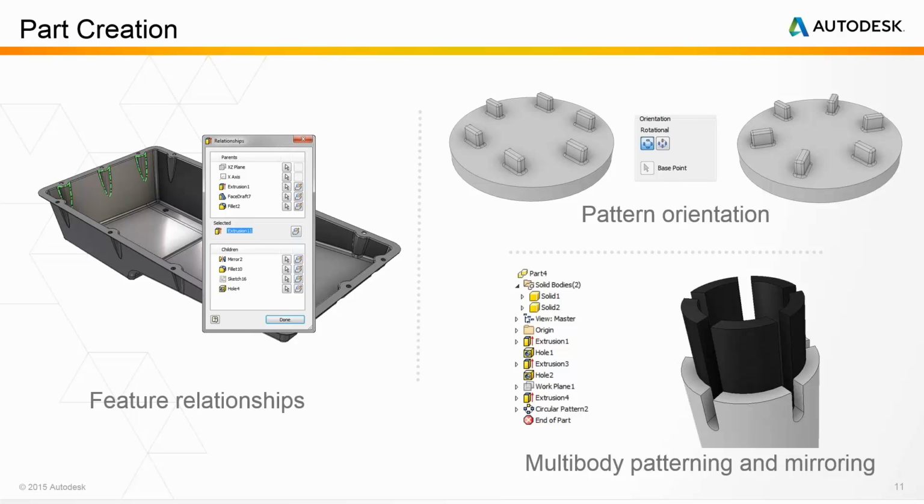So the feature relationships tool significantly improves that process, enabling you to quickly and easily understand all of the relationships, the parent-child relationships between part features inside of your design. Furthermore, the circular pattern tool enables you to create patterns by fixing the orientation of the pattern feature.